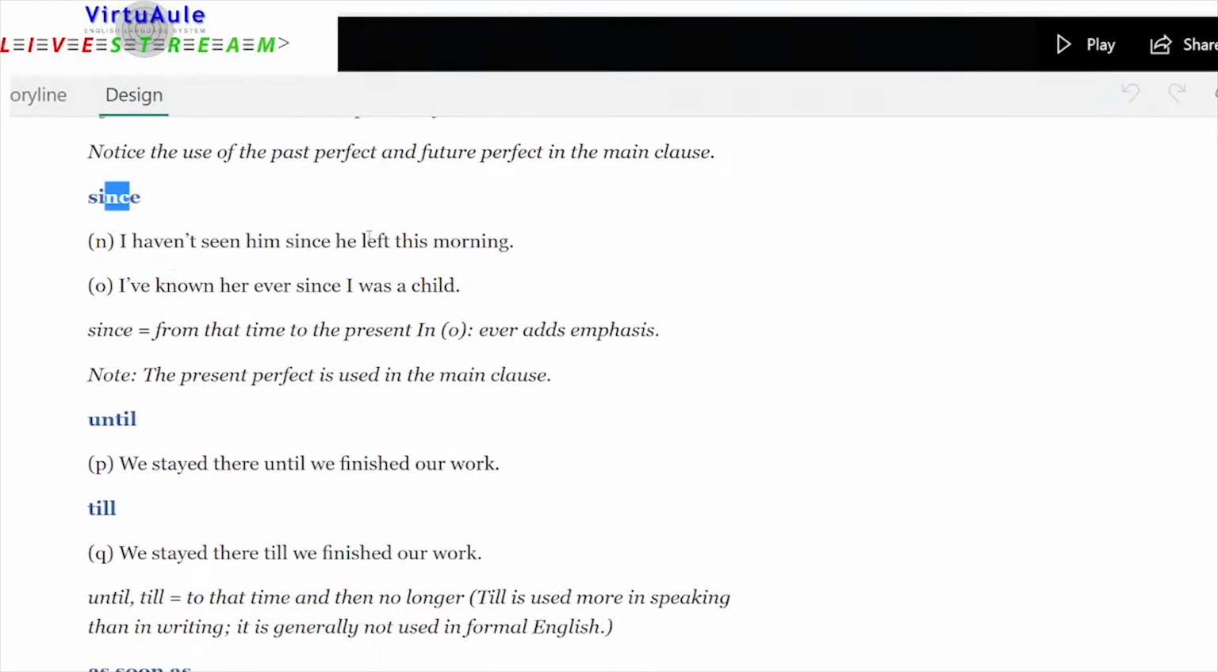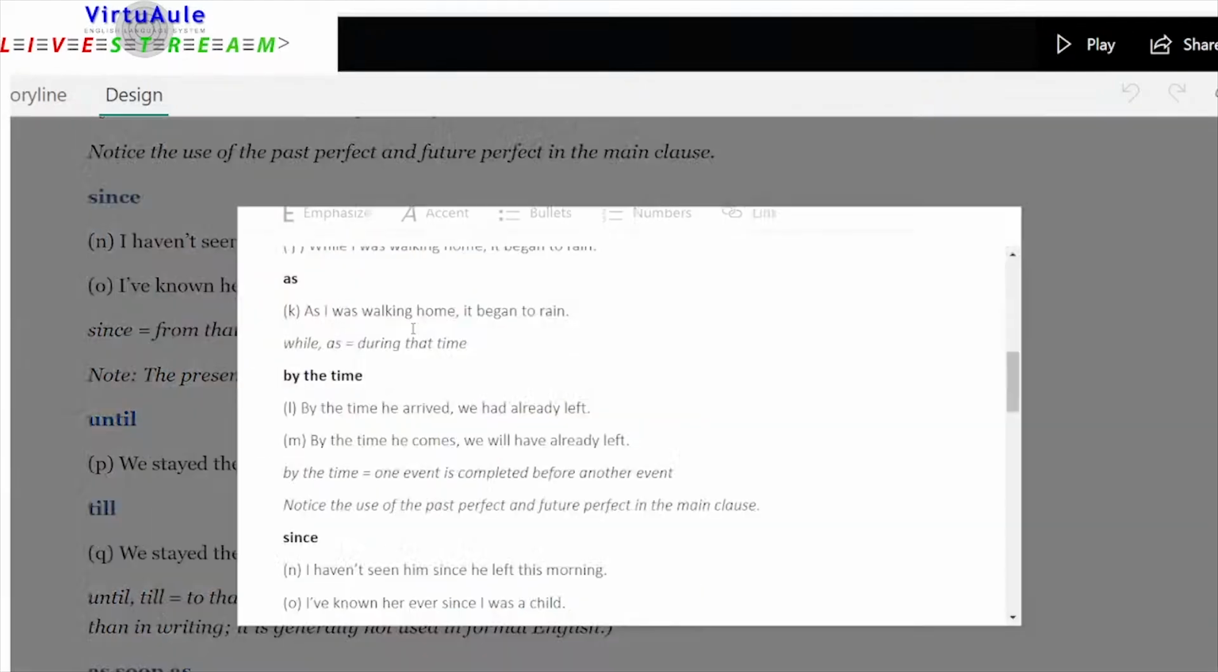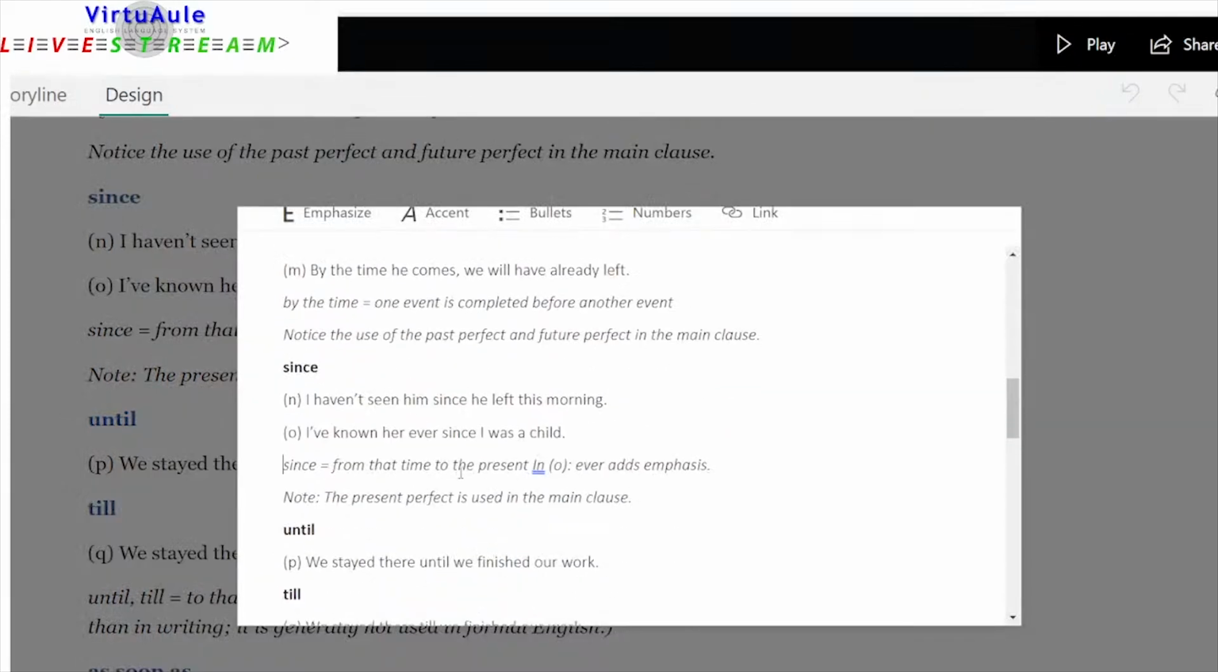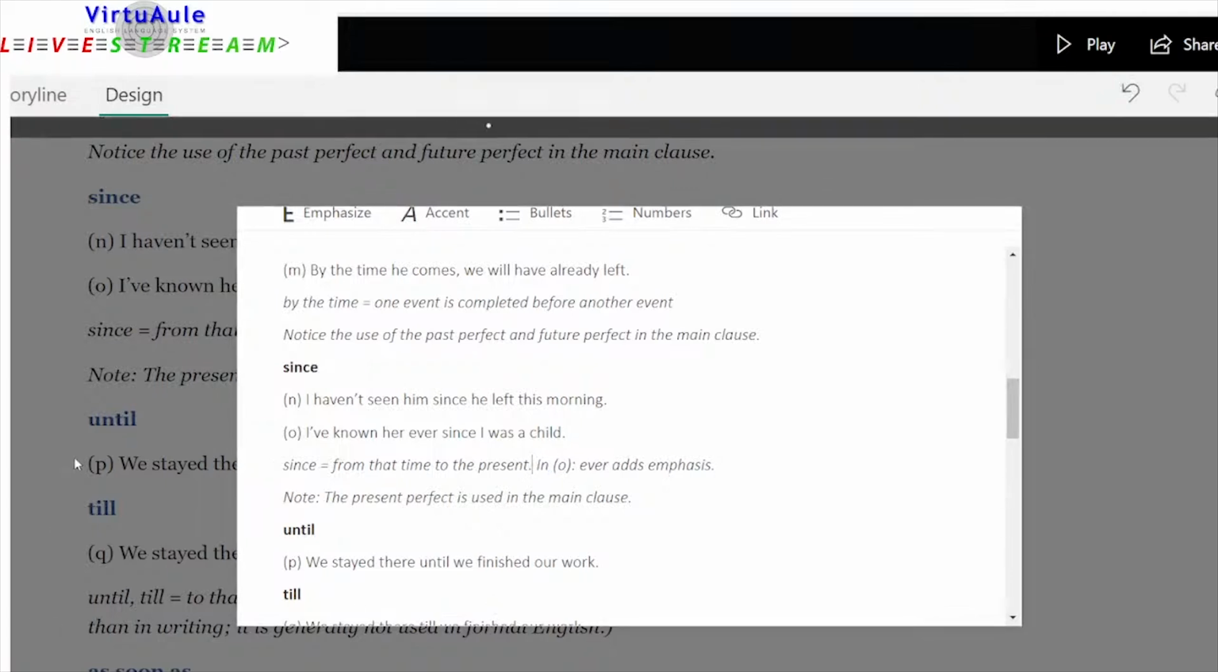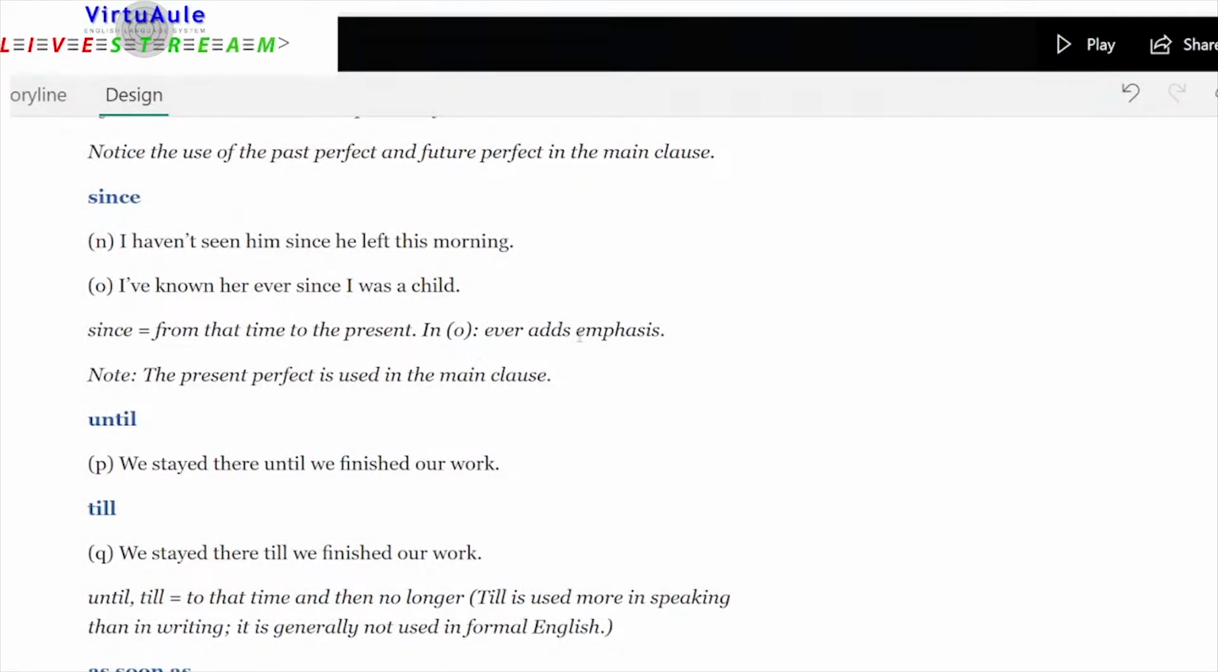Since. I haven't seen him since he left this morning. Oh, I've known her ever since I was a child. Since means from that time to the present. Ever adds emphasis. Ever since I was a child, you could just say I've known her since I was a child. Present perfect is used in the main clause. Okay, since is very clearly in this way, and when you're using it in this way, it's a perfect signal.